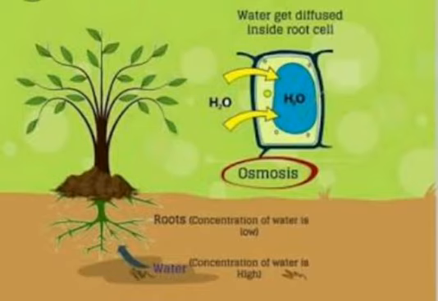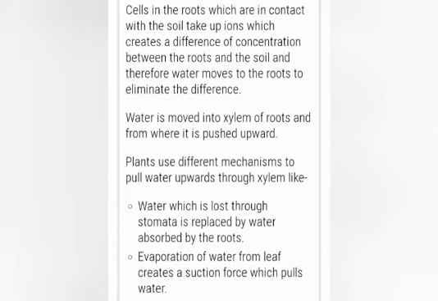Then from the root hairs, the water and minerals are passed from cell to cell by osmosis and reach the root xylem. Xylem of the roots pushes the water upwards. Here one thing we have to remember is that the transportation of water in the xylem vessel is always in the upward direction, from the soil to the stem.